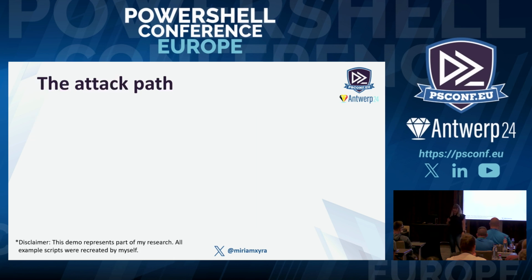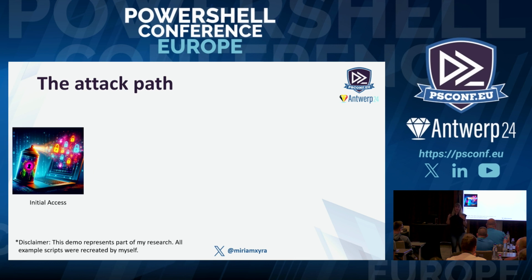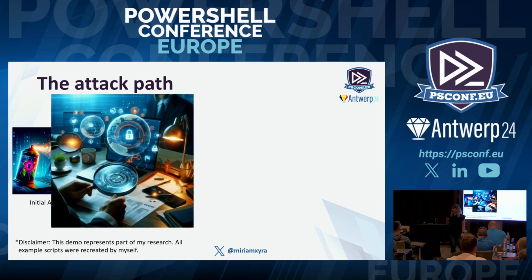As I said, everything that you see here is reverse engineered from the telemetry that I saw in the back end, and I tried to recreate the attack path. It's not tied to a specific actor. It's not part of my entire research. And as a first step, we have the initial access phase. Somehow the attacker needs to get access. And in our example, we are doing this via password spraying.